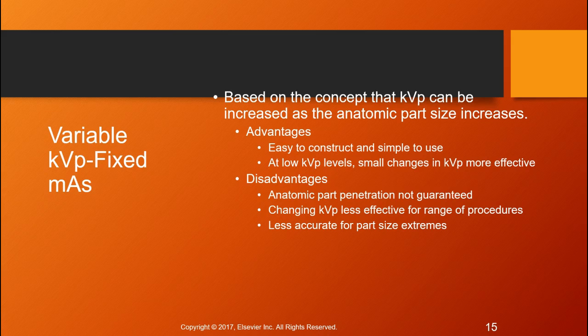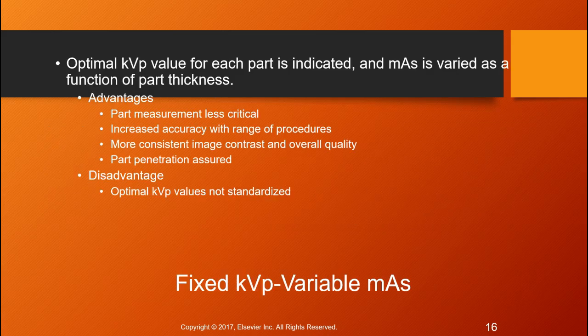And number two advantage is the low kVp level. Small changes in kVp are more effective, okay? But like I said, this is not in general use at all. Fixed kVp, however, is in general wide use, universal use. Technique charts are almost always fixed kVp and variable mAs, okay? So your fixed kVp technique chart has an optimal kVp value for each part that is indicated, and your mAs is what is varied as the patient body part thickness varies, okay?